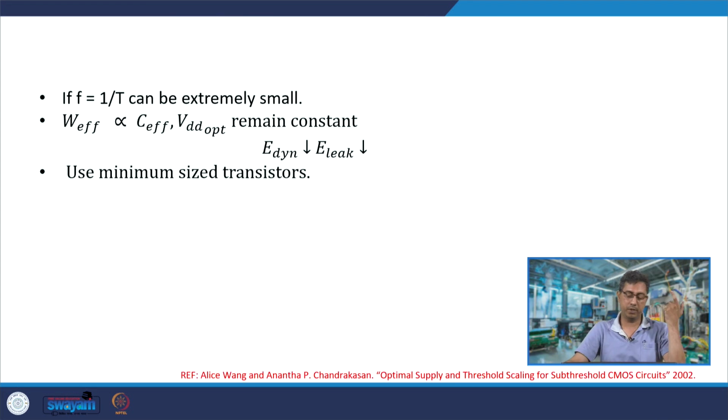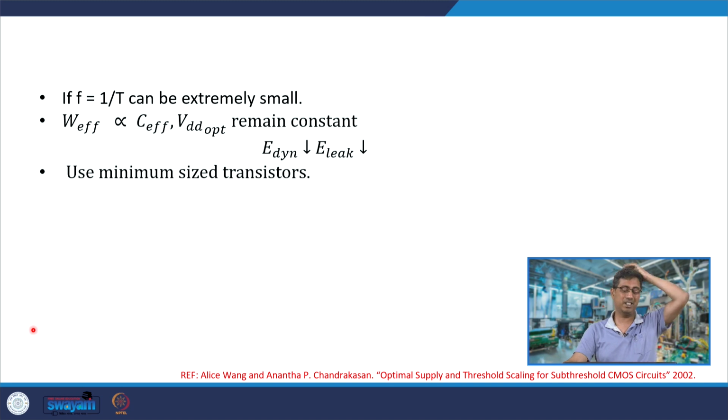Okay. One observation: suppose there is no limit on the frequency. If the frequency can be very small, or the time period can be very large, it can be compromised. This can happen in, say, sensor edge applications, where you are not concerned with speed of operation. In such cases you can keep minimum sized transistors.